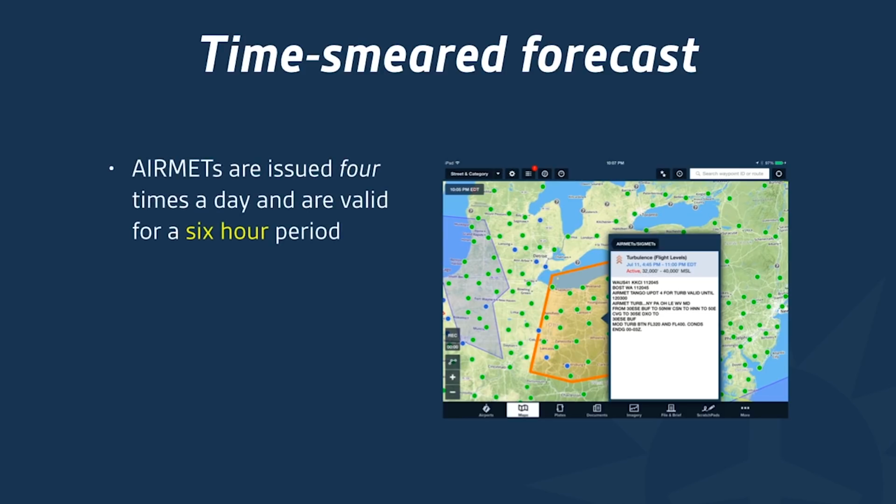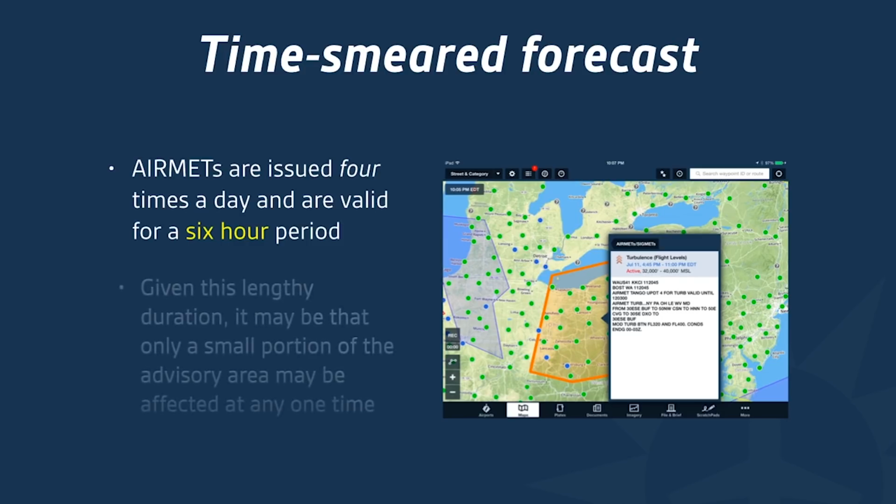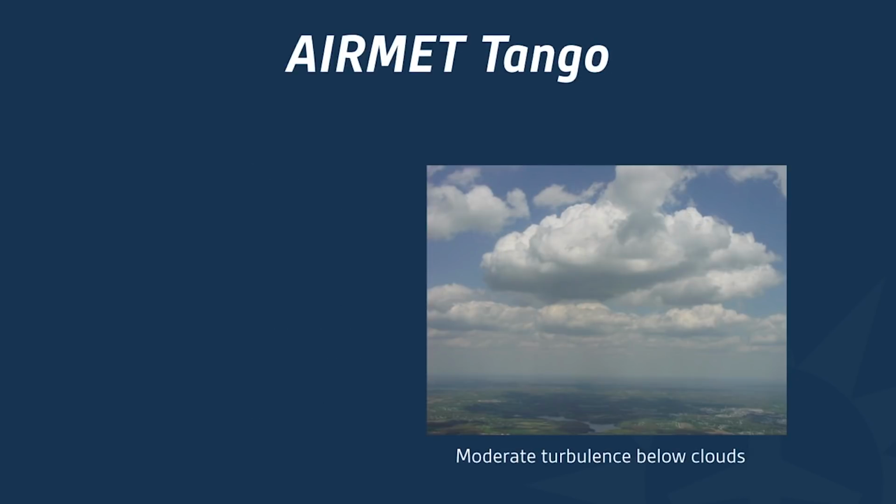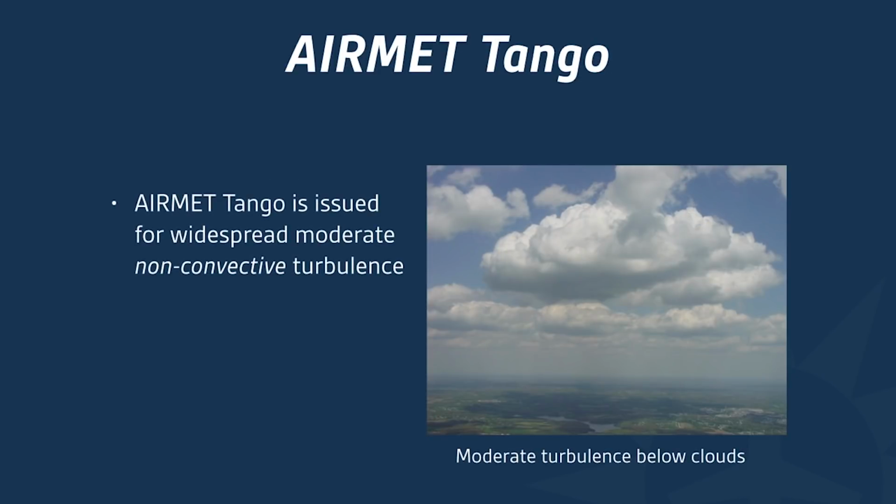Now, AIRMETs are issued 4 times a day and are valid over a 6-hour period. So they are a time-smeared forecast, valid over a 6-hour period. Given this lengthy duration, it may be that only a small portion of the advisory area may be affected at any one time by the hazard that is forecast. We're going to get back to that in just a bit and show you how graphical AIRMETs help out in that particular area. But for now, I want to also present some details about AIRMET Tango.